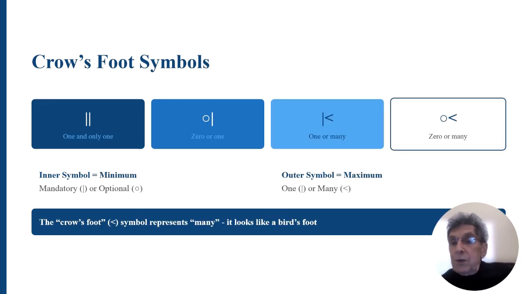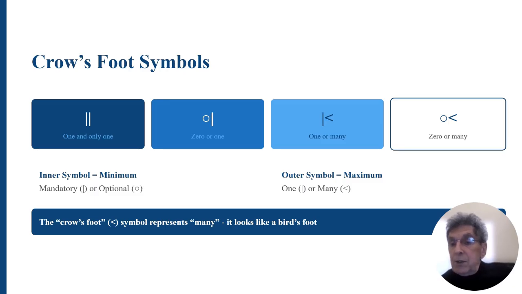Let's decode the crow's foot symbols. There are 4, built from 2 components. The symbols combine 2 pieces of information. The minimum cardinality: must there be at least 1, is a 0 allowed, or is 1 required? Or the maximum cardinality: can there be more than 1? 1 at most, or many?